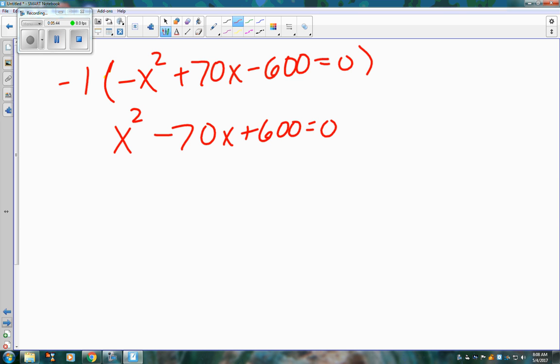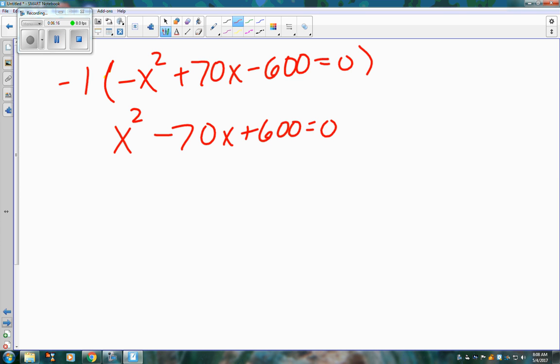Is everyone okay with what I just did? So I changed this to, anytime I multiply anything by a negative, it changes the sign, because I want my x squared to be positive. If you kept it a negative, you would have had to multiply negative 1 by negative 600, and then at the end divide by negative 1. This makes it to where I don't have to divide by anything.